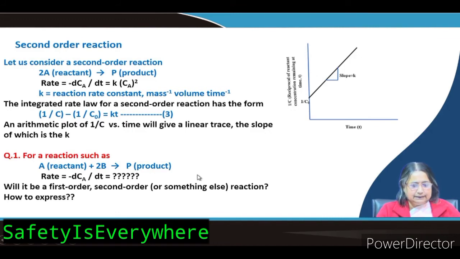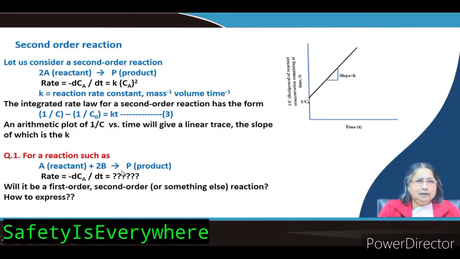Now, for a reaction, this is an example. In the previous examples we have shown only one reactant, but here there are two reactants. A is the reactant, with stoichiometry 1, and another reactant is B, with stoichiometry 2, giving a product. If this is the case, then how will you tell about the rate? I have told you how you can express the rate, but what about the order? What will be the order?